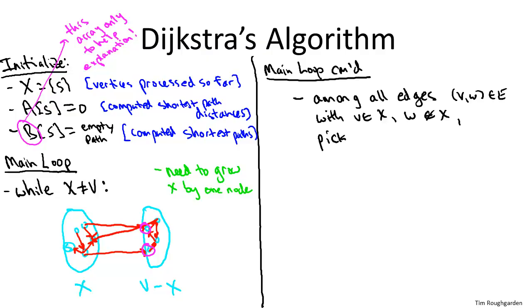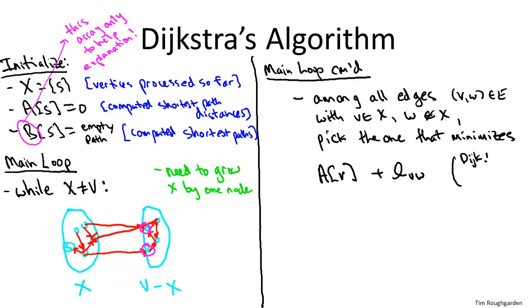So among all crossing edges with tail on the left side and head on the right side, we pick the edge that minimizes the following criterion: the shortest path distance that we previously computed from S to the vertex V, plus the length of the edge that connects V to W. This is quite an important expression, so I will call this Dijkstra's greedy criterion.